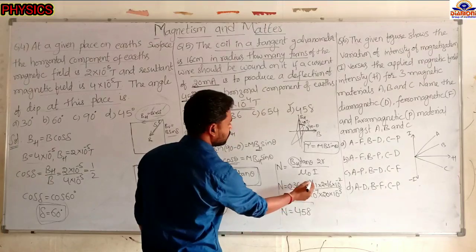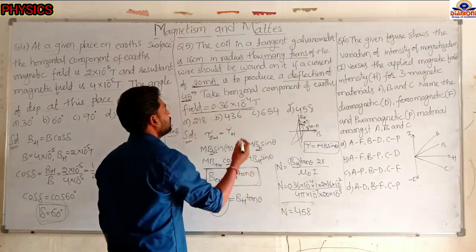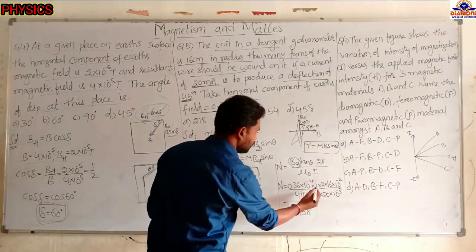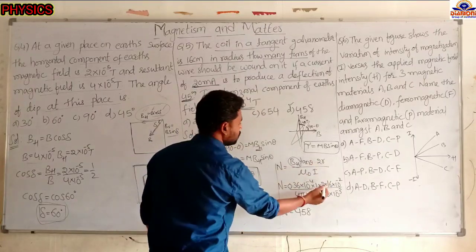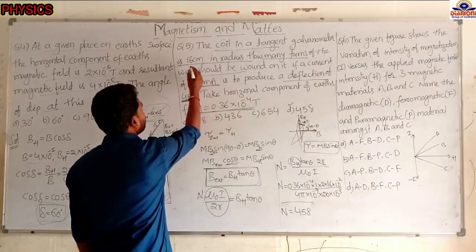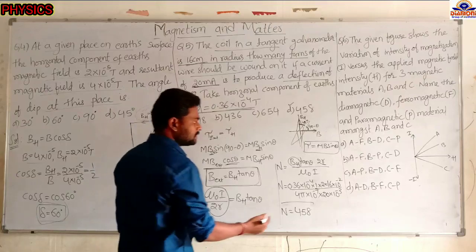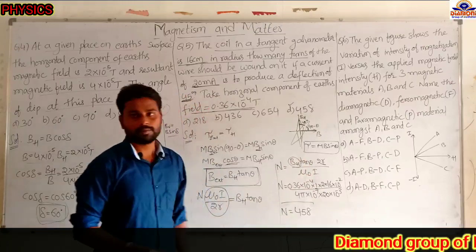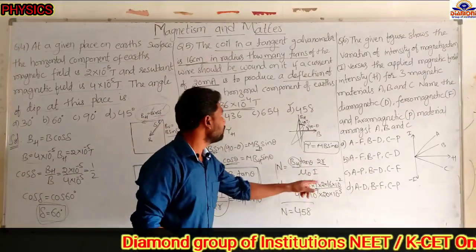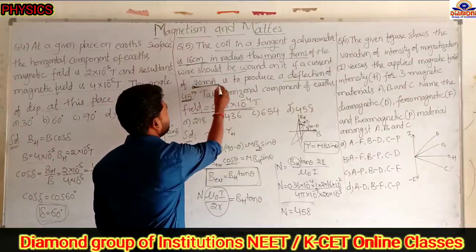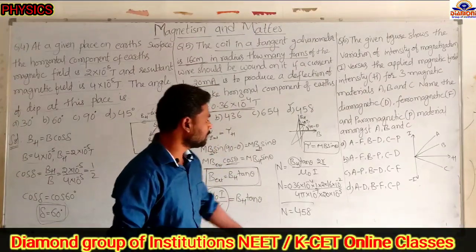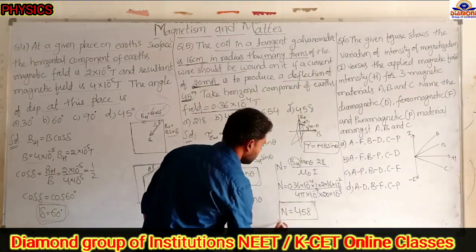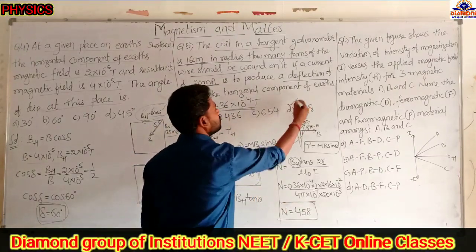So 0.36 into 10 power minus 4, what tan theta? The angle of deflection is given as 45 degrees, so tan 45 equals 1. And next, 2 into radius, they gave 16 centimeters, convert into meters, 16 into 10 power minus 2 meters. In the denominator we have mu naught, 4 pi into 10 power minus 7, already we know. The current value is also given, 20 milliamperes, convert into ampere, 20 into milli means 10 power minus 3. Simplify all this, we will get the answer. Number of turns equals 458.